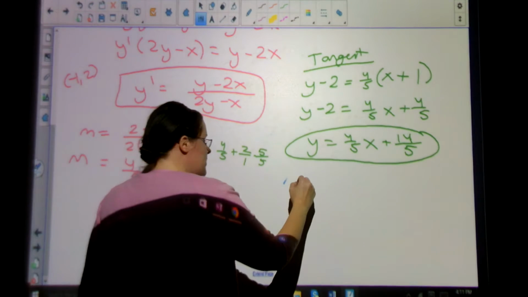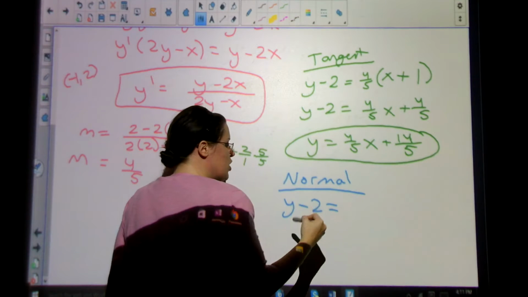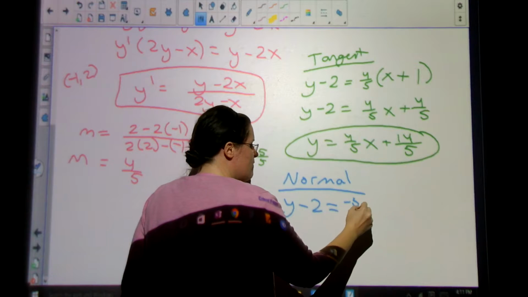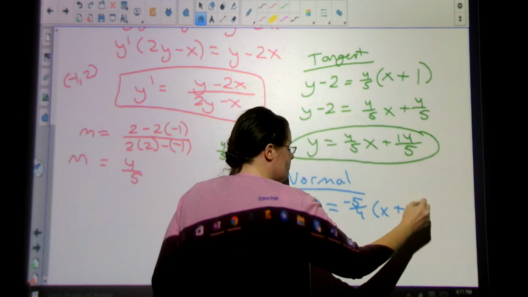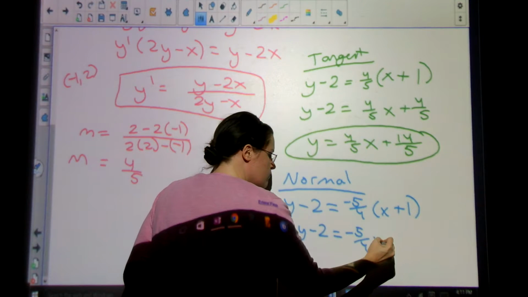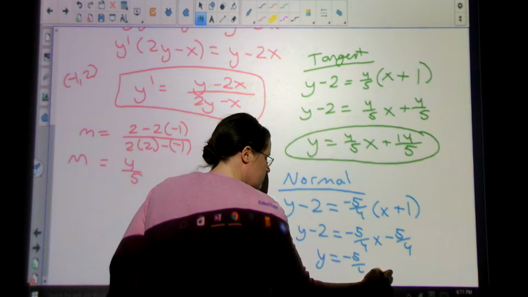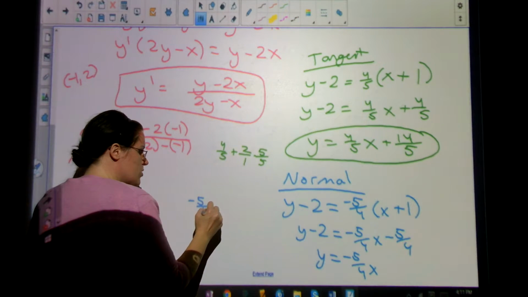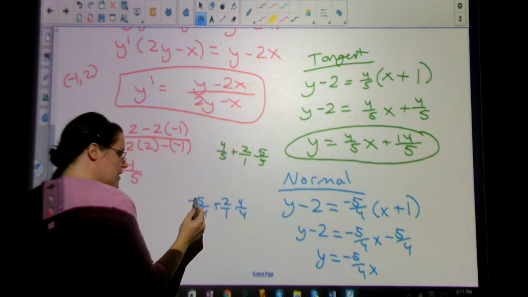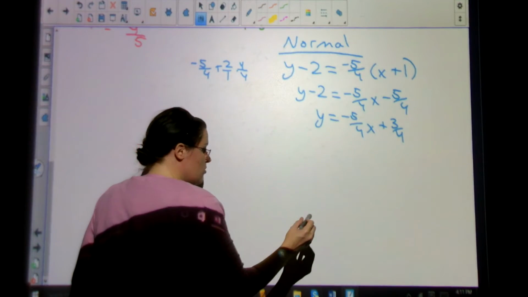Now let's do our normal line. So the same thing, y minus 2, except my slope is the opposite reciprocal, which is -5/4, times x plus 1. Distribute. Okay, so I'm doing -5/4 plus 2/1, common denominator. So give me 8 minus 5, so 3/4. Circle my answer.